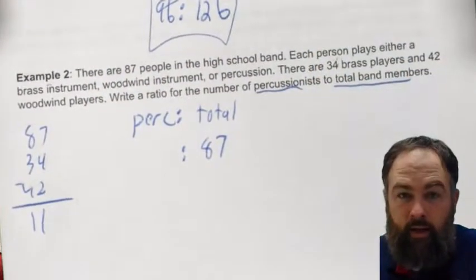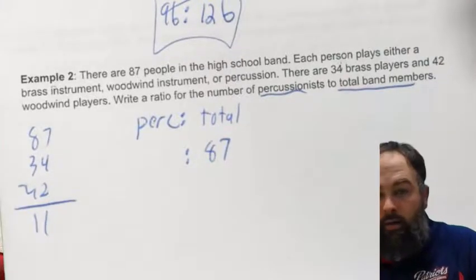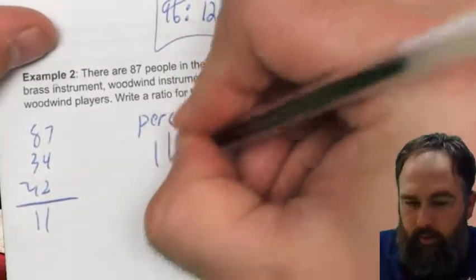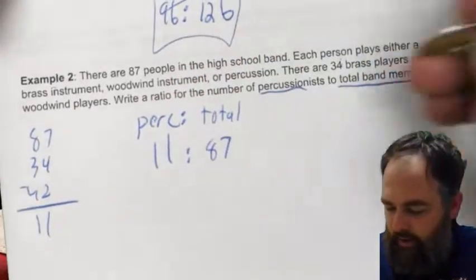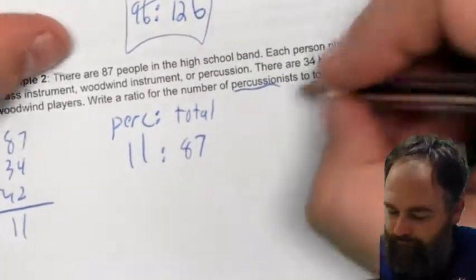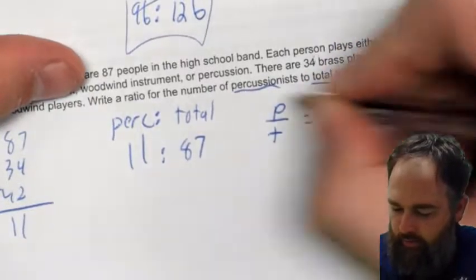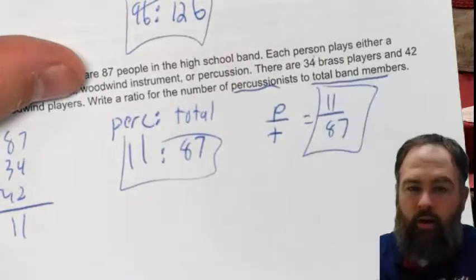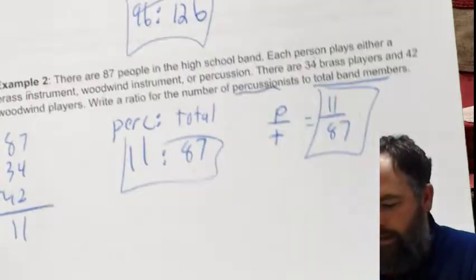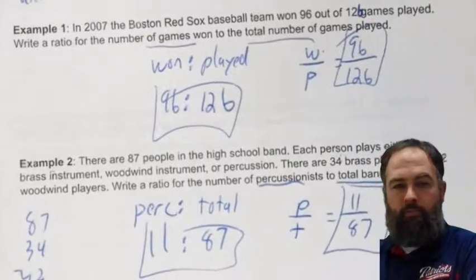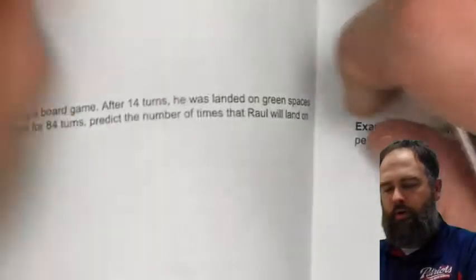Don't feel bad that I did that in my head if you can't, because I literally have a cheat sheet over here. So don't feel bad. 11 to 87. If I was to write that as a fraction, it would be percussionist divided by total, which again is just 11 divided by 87. Either one of those works. Okay? Now, moving on to page number 2.